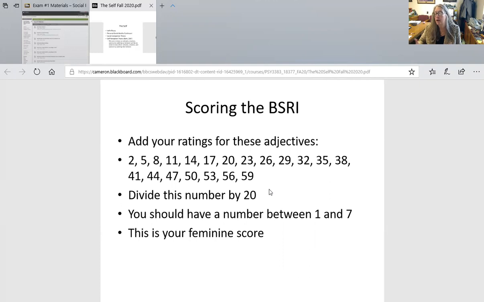One of the reasons why I take the time for students to take the BEM Sex Role Inventory, because this is used a lot in the literature, is for you to see how much these adjectives may not match your stereotype or your prototype of what someone who is feminine or masculine is like. I know they certainly don't match mine.